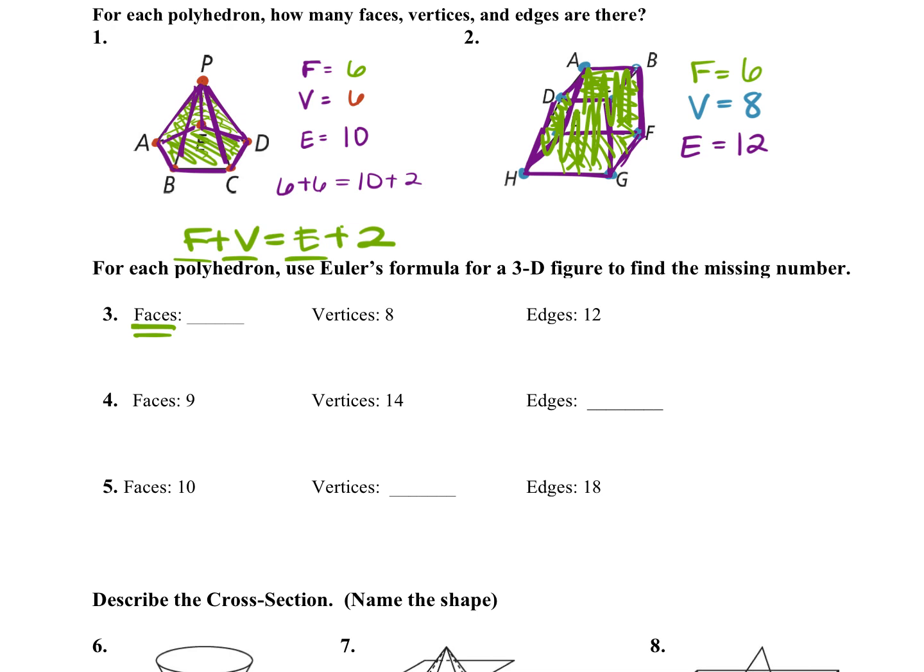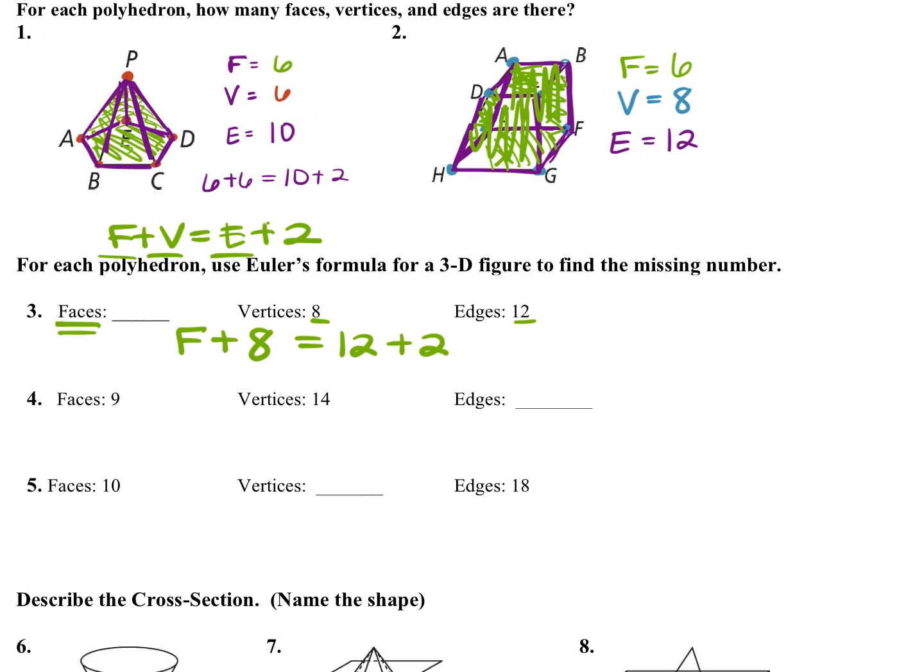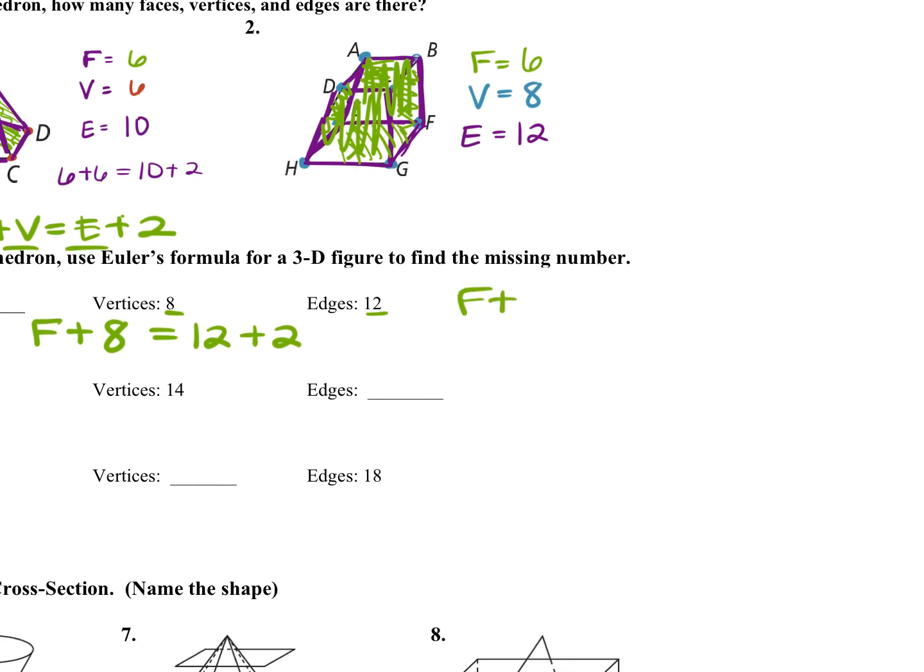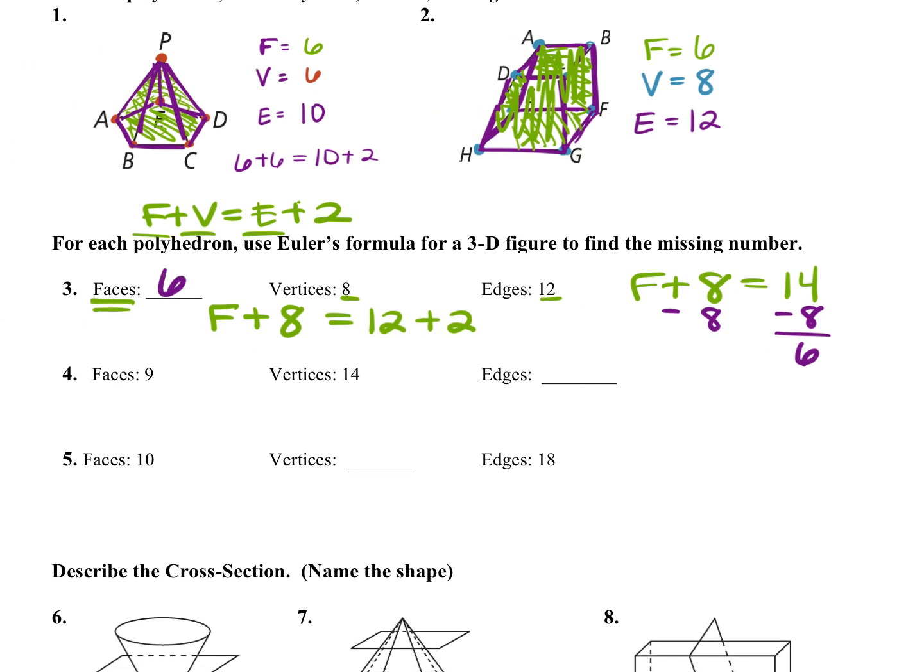F. Our unknown stays the variable that it is, right? So it's going to be F plus what? 8. Plus the vertices equals 12. Equals 12 plus 2, okay? So simplify that. F plus 8 equals 14. How do you solve that? Simple math. Take away the 8. So you have 6 faces. Okay, you try the next one then. Faces, vertices, edges. How many edges are you going to have?